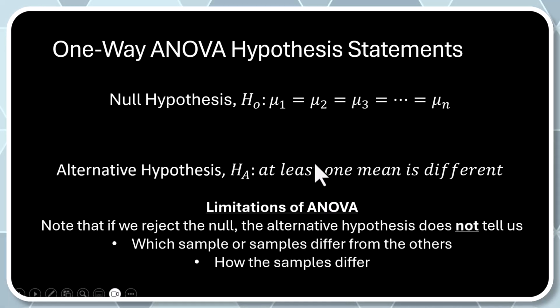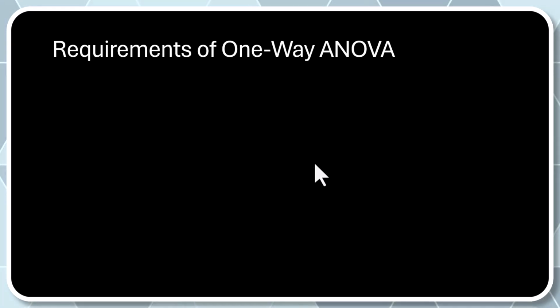Kind of like that song, right? One of these things is not like the other. We don't know which one. We don't know how it's different. We just know something's different. Something's not the same. So let's go back to the requirements of a one-way ANOVA.